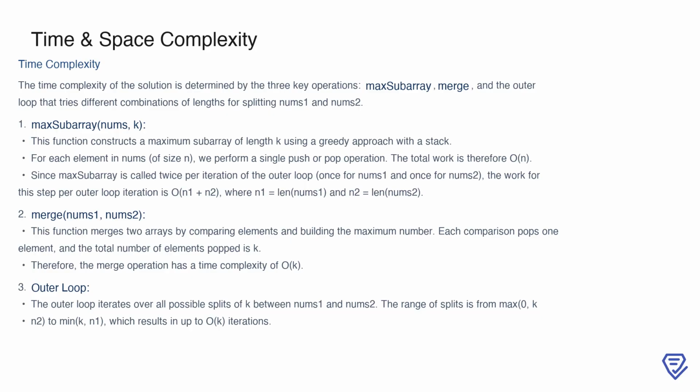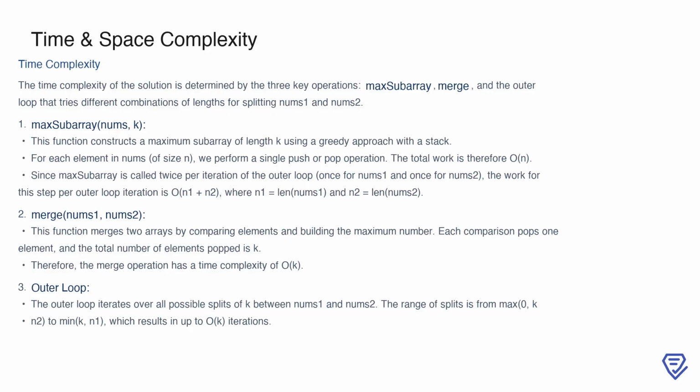First, the max subarray function constructs a maximum subarray of a given length k using a greedy approach with a stack. For each element in the input array, we perform a push or pop operation, meaning the total work for this function is O(n), where n is the size of the input array. Since max subarray is called twice per iteration of the outer loop, once for nums1 and once for nums2, the combined work for this step during one iteration of the outer loop is O(n1 + n2), where n1 and n2 are the lengths of nums1 and nums2, respectively.